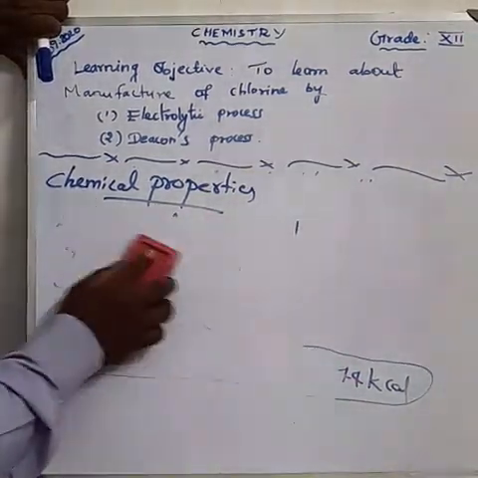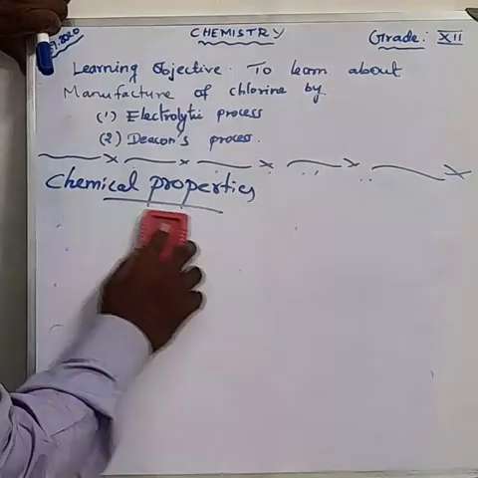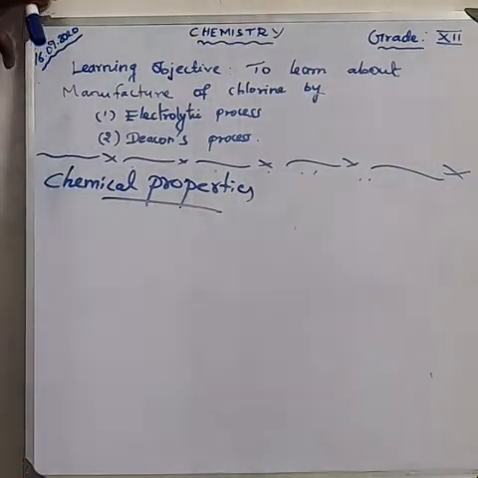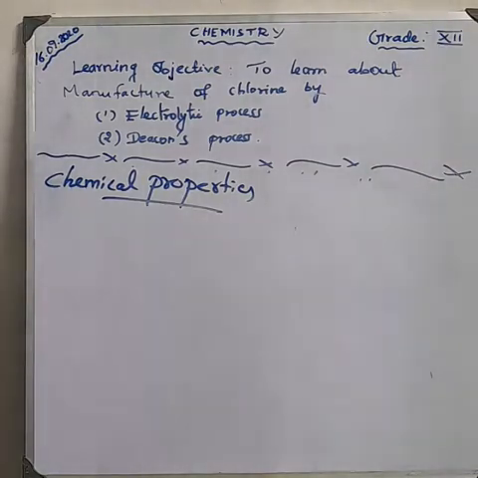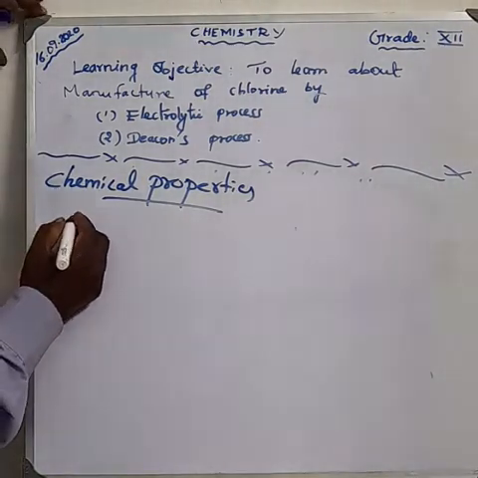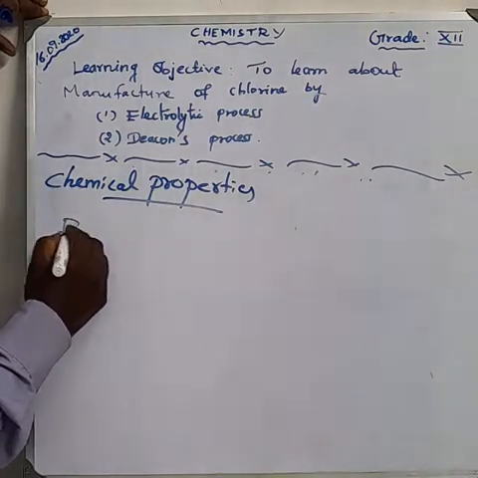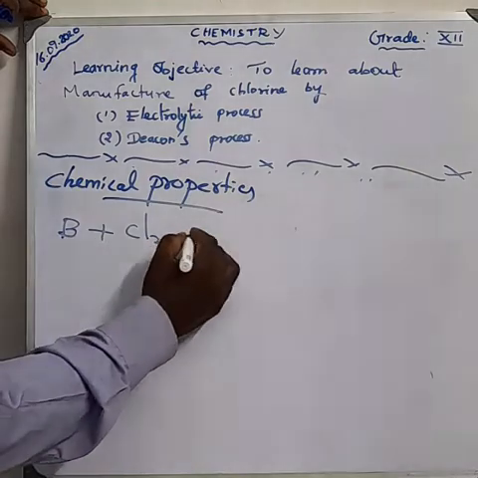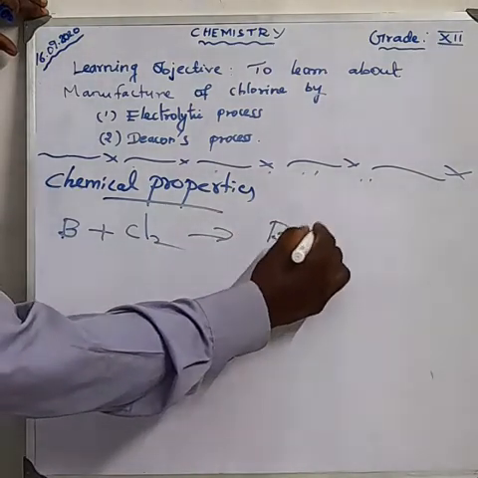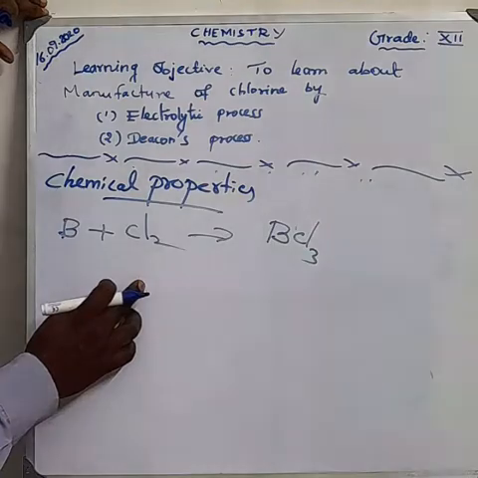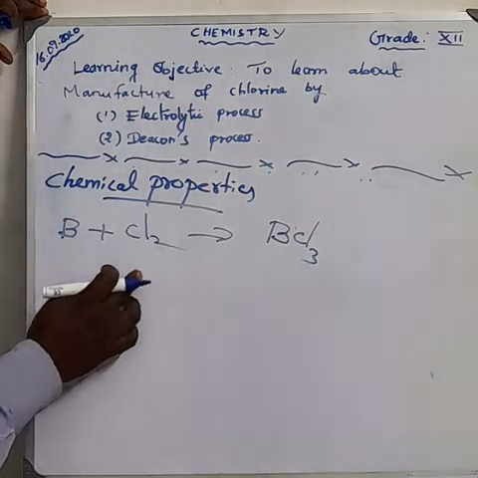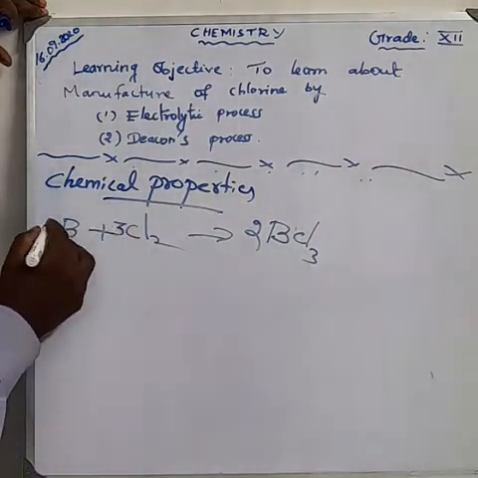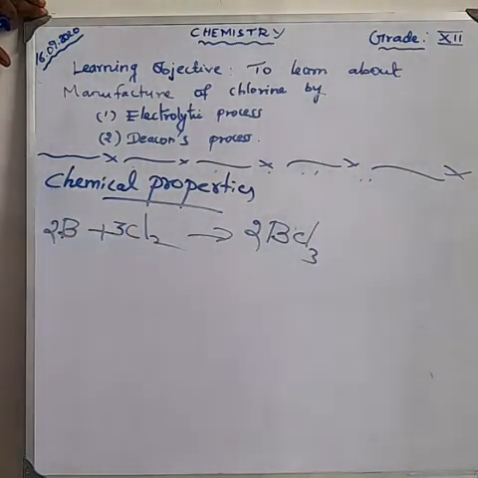Next, the chemical reaction between chlorine and non-metals. For boron, boron reacts with chlorine to form boron trichloride, BCl3. How can you balance the equation? You make it 2 here, so 6 chlorine atoms, make it 3, and now the equation is balanced.